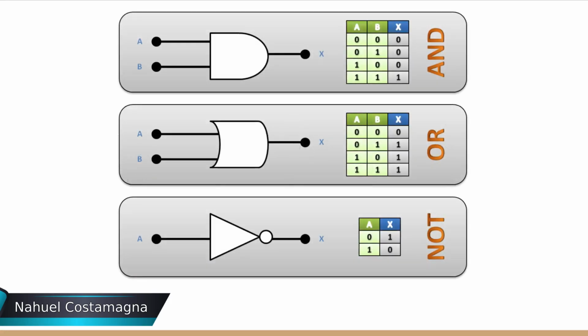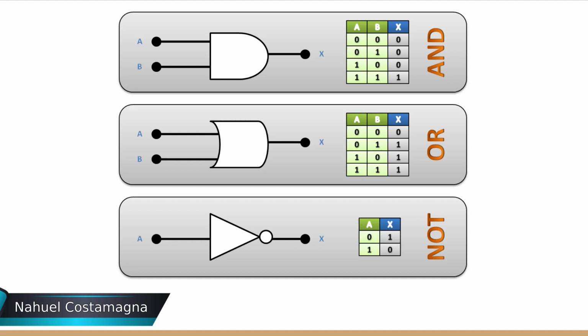There are three common operators: and, or, and not. In our examples, we will use variable a and b as input and variable x as the output. In the operation AND, when a and b are both 1, x is 1, otherwise x is 0. In the operation OR, when a or b is 1, x is 1. The only case where x can be 0 is when a and b are both 0.